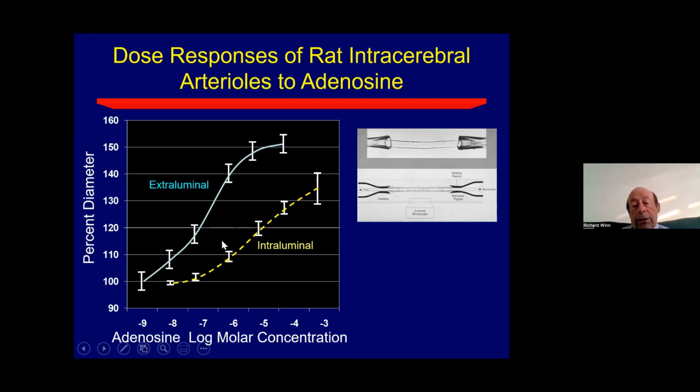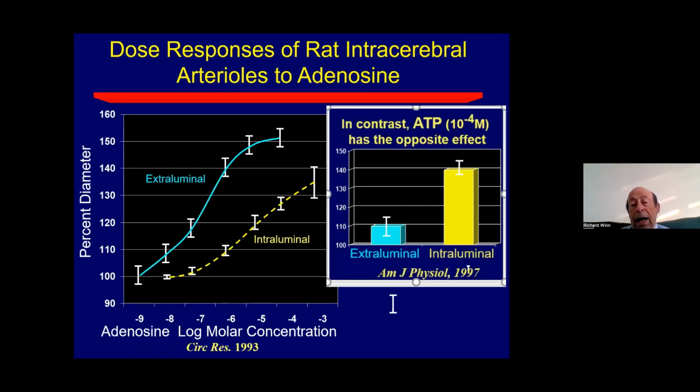And it turned out, as one can see, that the vasodilatory actions of adenosine were diminished in intraluminal compared to extraluminal. And we looked at many other purported regulators of flow. Here's just one, which I didn't mention, ATP. And what you see is just the opposite. The most potent vasodilatation when ATP is applied is not abluminal, which is the active side of the brain in regard to the vessel. It's the intraluminal.